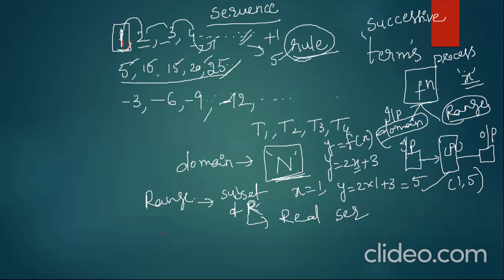Why? A subset of R means that under R come N, W, Z, Q, right? All of these come under it. So the range may be a rational number, which means it can be an integer, whole number or natural number, right? Yeah. Very good. Now, let us move to something new.